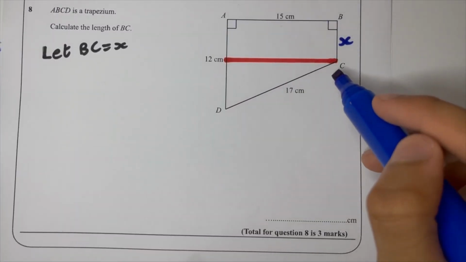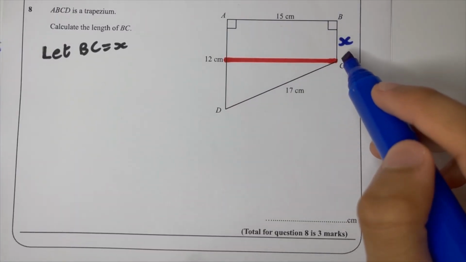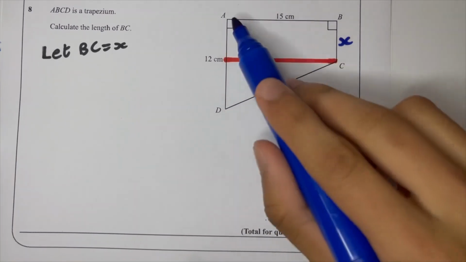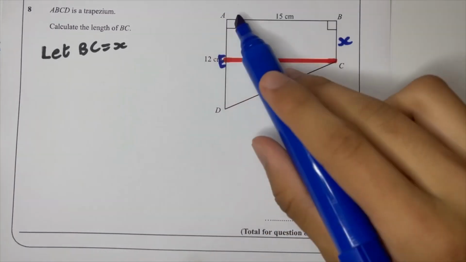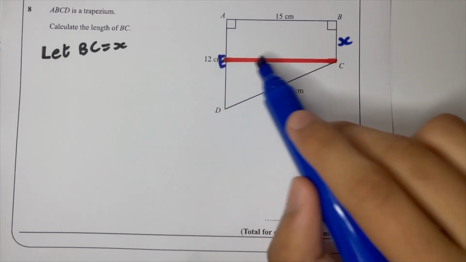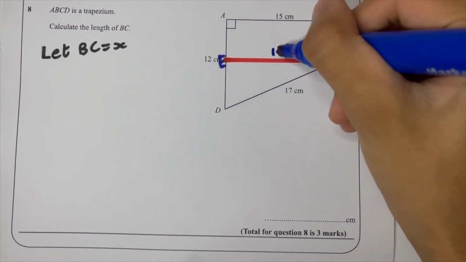Next, I'm going to draw the construction line, a line from point C across to the line AD, which is parallel to the line AB. And I'm going to call this extra point over here E. Since line AB is parallel to this line EC, that means it's also equal to 15 centimeters.